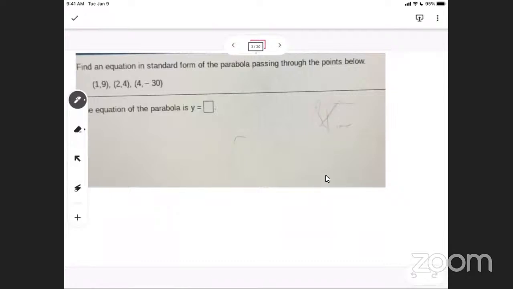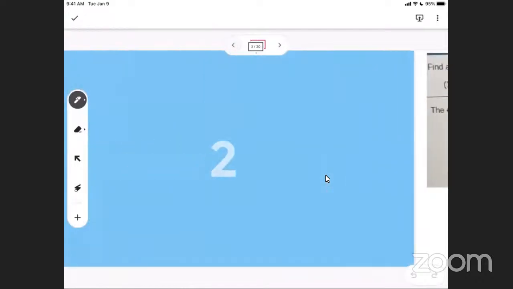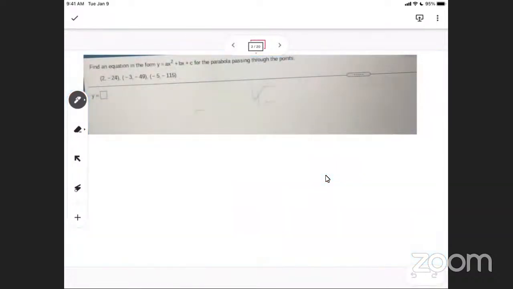For these kinds of problems, we're trying to find the equation. I'm going to start with page 2, okay? We'll do these ones and then we'll go back and do page 1, which is a different kind of problem. Is that okay with you? Fine with me. So what we're going to have to do is create a system of equations here.